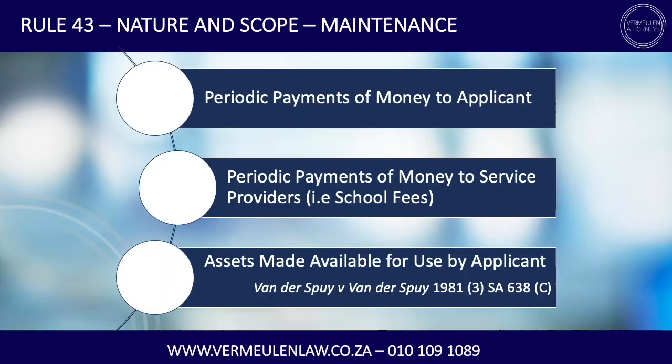Right. What form can a maintenance claim under Rule 43 take? Number 1 is periodic payments of money to the applicant. Number 2 is periodic payments of money to service providers, i.e. school fees. Number 3, assets can be made available for use by the applicant, and that is Van der Spy versus Van der Spy 1981. It is a reported judgment that you can refer to.